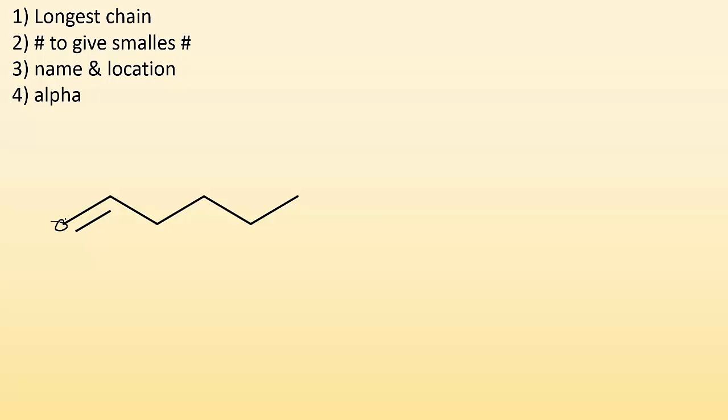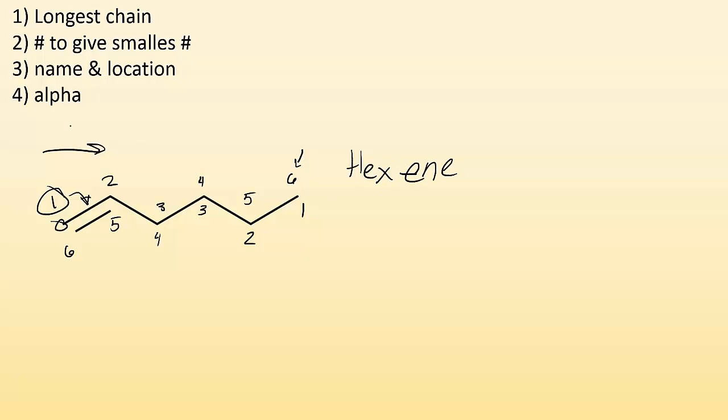All right, let's label this one and name it. I got 6 carbons, so let me number them: 1, 2, 3, 4, 5, 6, or going right to left, 1, 2, 3, 4, 5, and 6. In this case, going left to right will give me the smallest number for saying where that double bond is. So how do I say it? I have 6 carbons, so I use the base hex, and a double bond, so ene. And now I've got to say, where is it? It's after that first carbon. So it's going to be 1-hexene, and that is the name of that molecule.